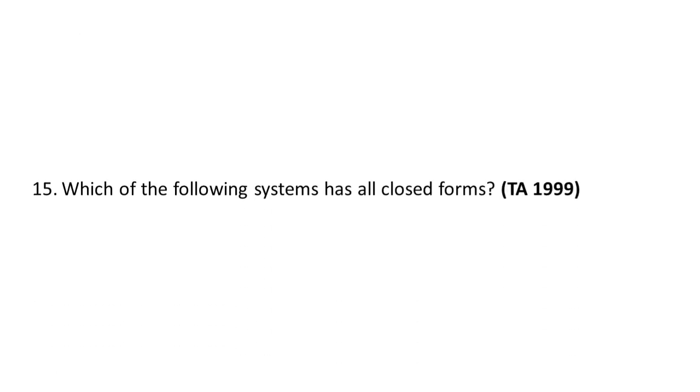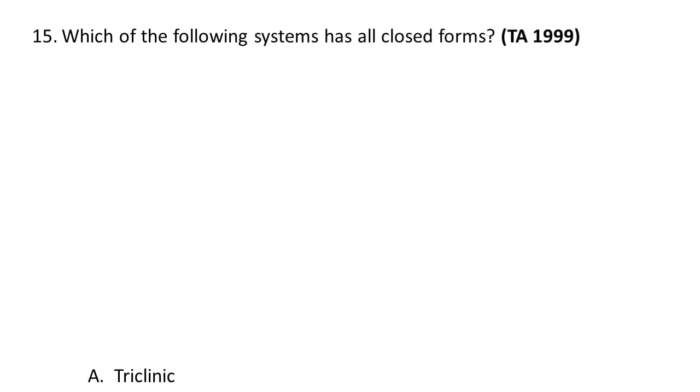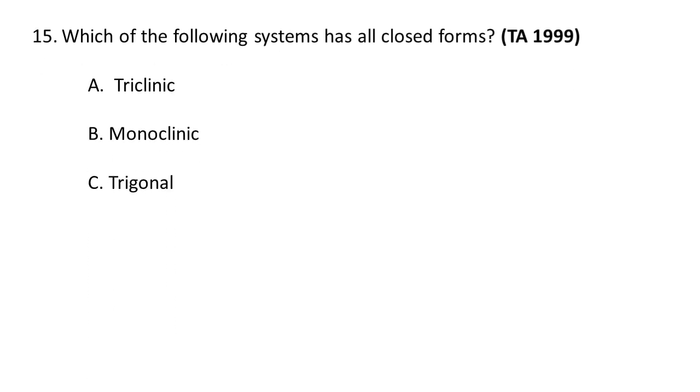Next question. Which of the following systems has all closed forms? A. Triclinic, B. Monoclinic, C. Trigonal, D. Cubic. The correct option is A, triclinic. The triclinic system has all closed forms.